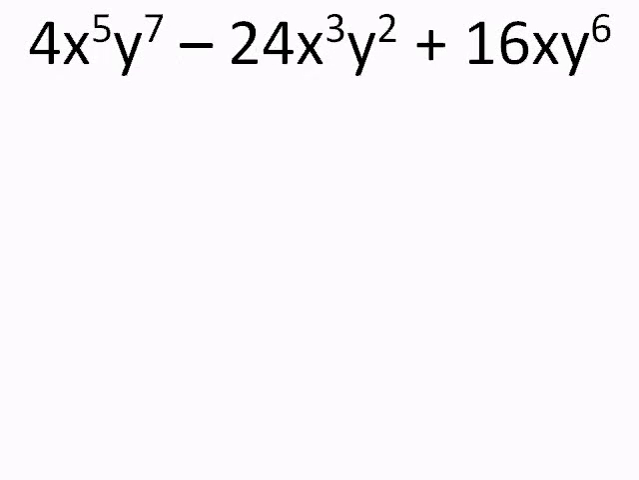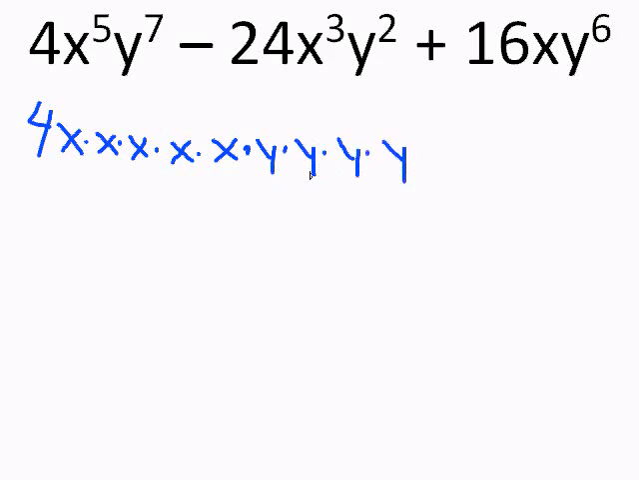So I'm going to start with looking at 4x to the 5th, y to the 7th. Notice 4, I can factor that as 2 and 2, or I can look at all of my terms and notice that all of them are divisible by 4. So I'm just going to list this as 4. x to the 5th, I'm going to list as x times x times x times x times x. 1, 2, 3, 4, 5. y to the 7th, I'm going to list as y times y times y times y times y times y times y. 5, 6, 7. So this is my first term right here.